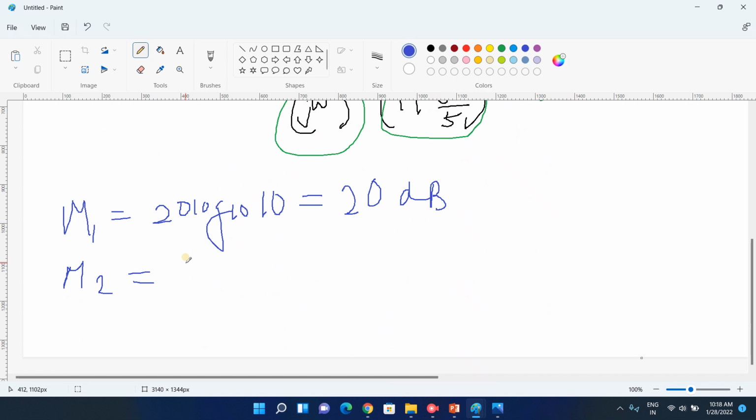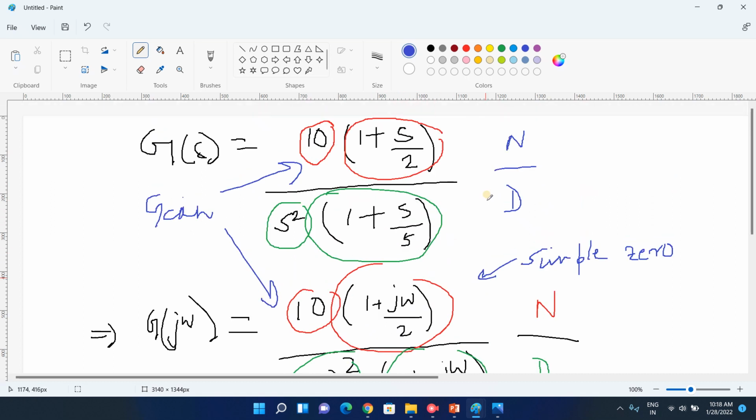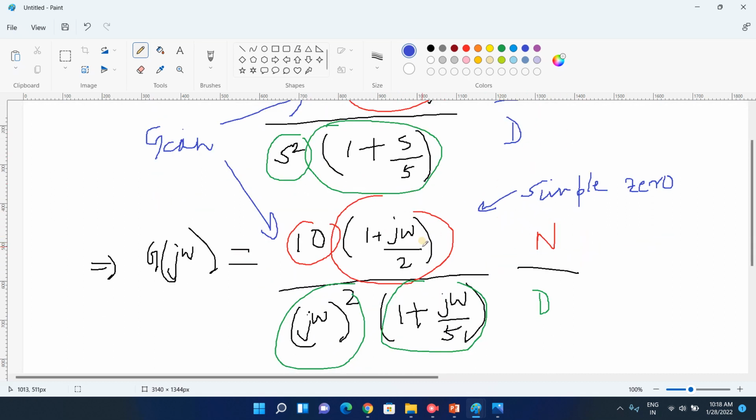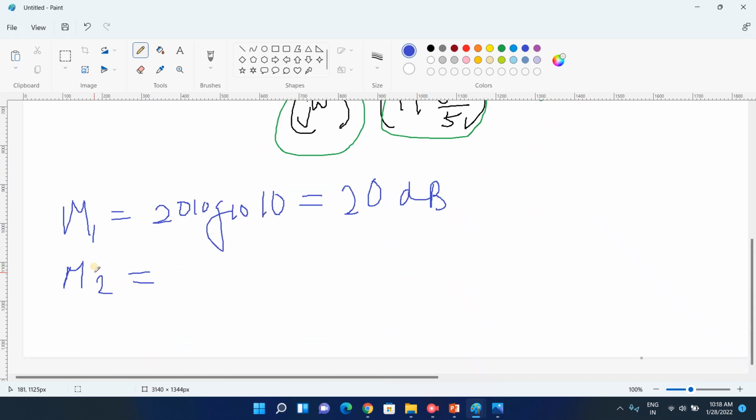So there is a method. Generally the magnitude is not represented in this way. It is represented in the form of a slope. So this one is called a gain, and this is called a simple zero. Simple zero means it is 1 plus j omega by 2. It is a zero because it is in the numerator part.